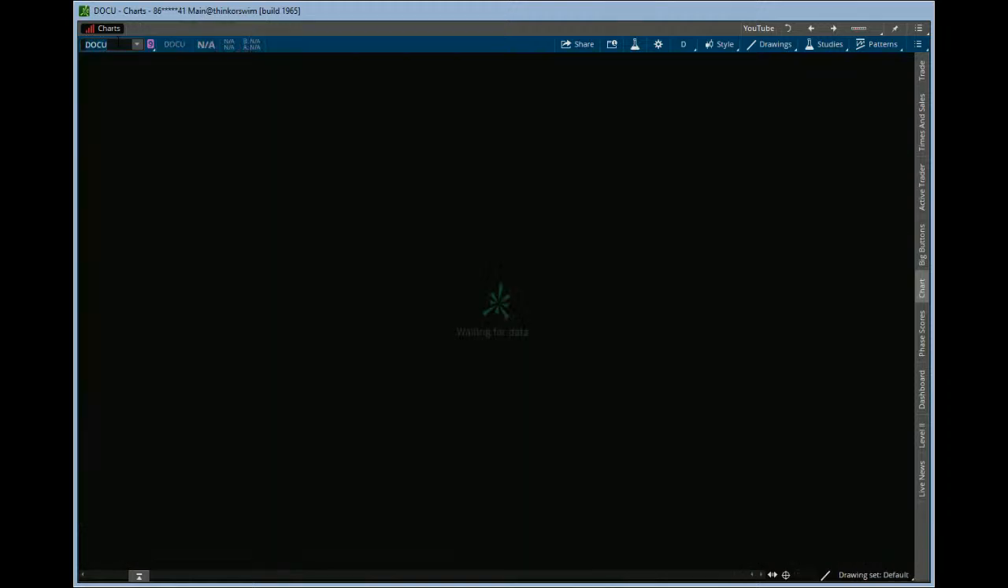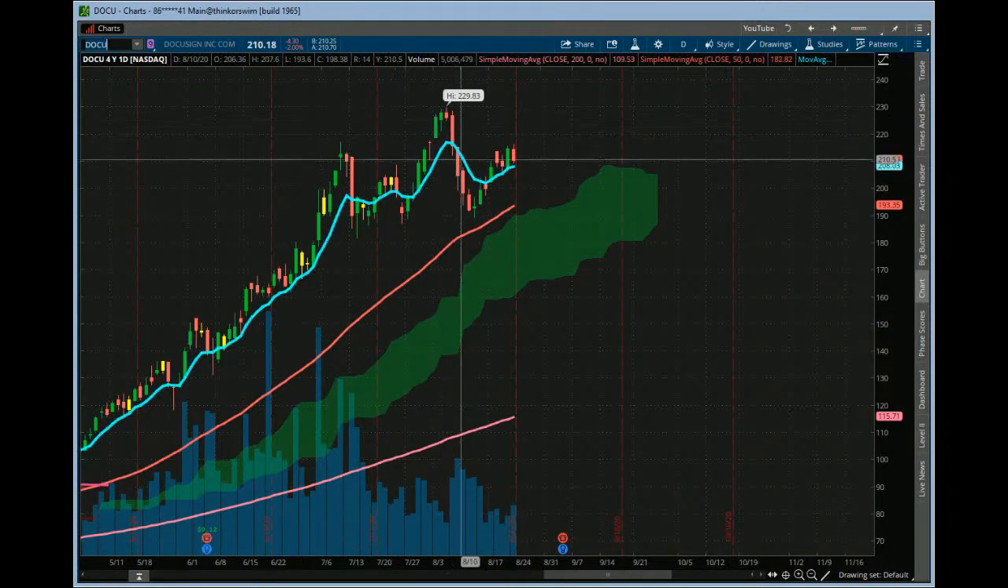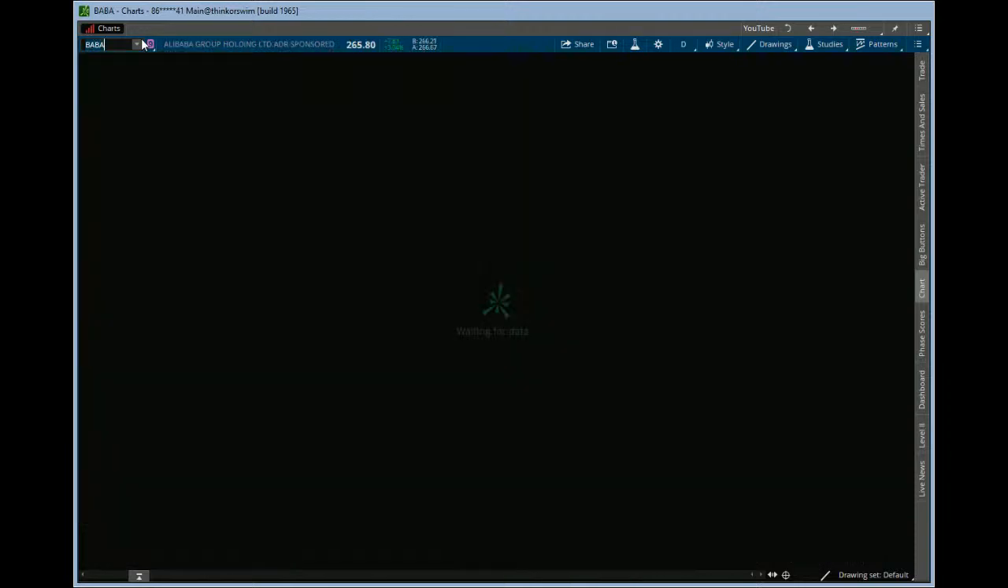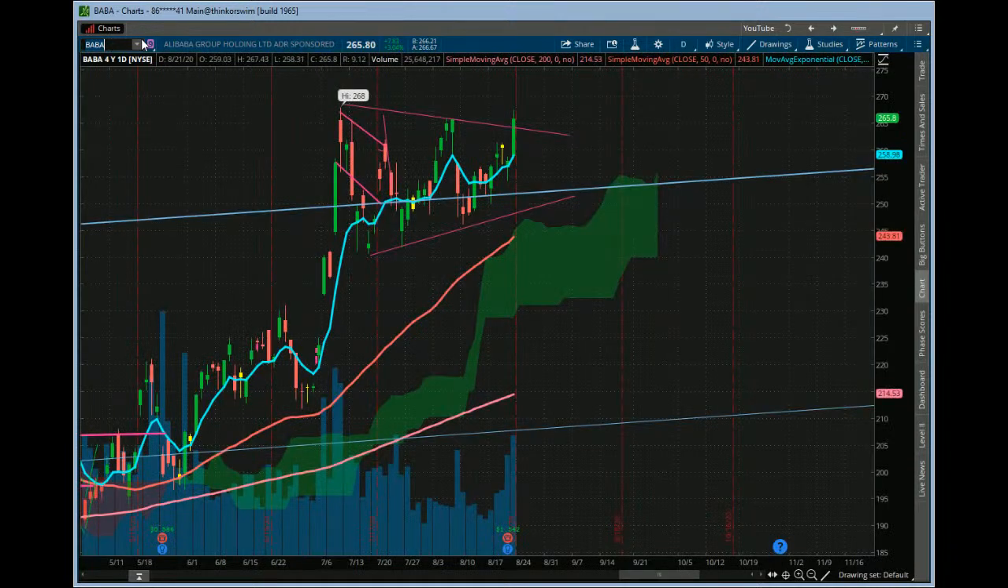DOCU, again, also had an epic run up. A lot of these have pulled back recently, so let's just see if we can continue to push above these recent highs. BABA, definitely going to be on the radar for tomorrow. Strong breakout of this mostly symmetrical triangle with some volume.